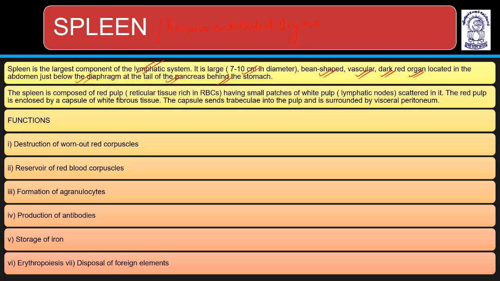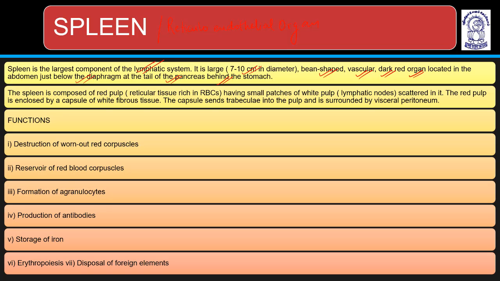As it is the largest component of the lymphatic system, it is around 7 to 10 centimeter in diameter. It is bean shaped, it is vascular, it is dark red organ located in the abdomen just below the diaphragm at the tail of pancreas behind the stomach.